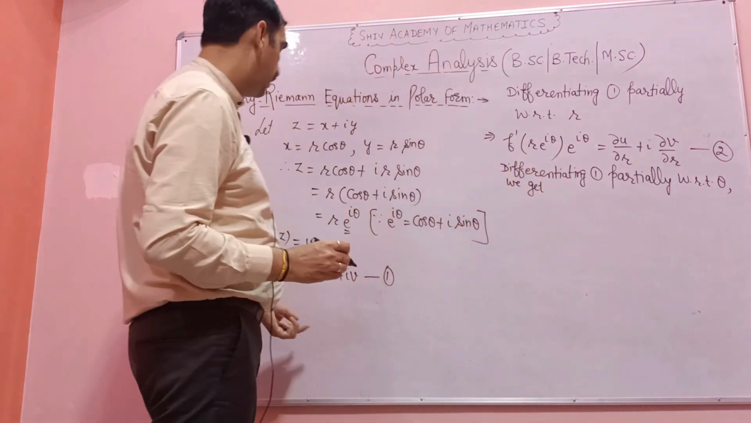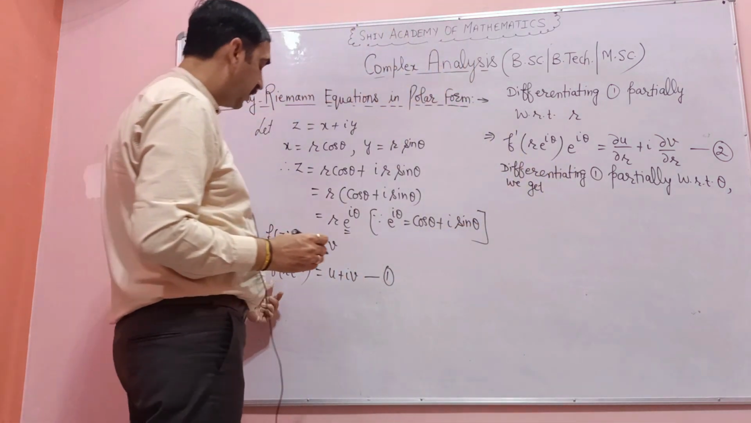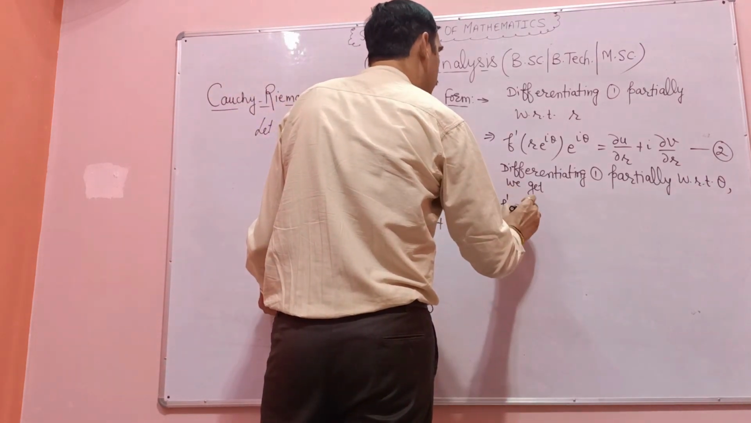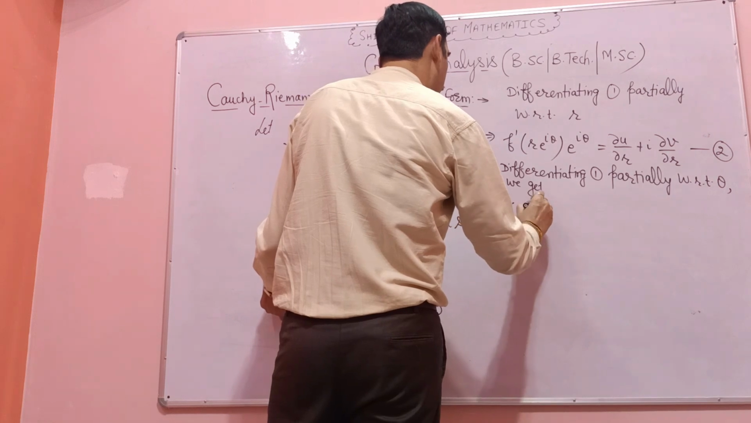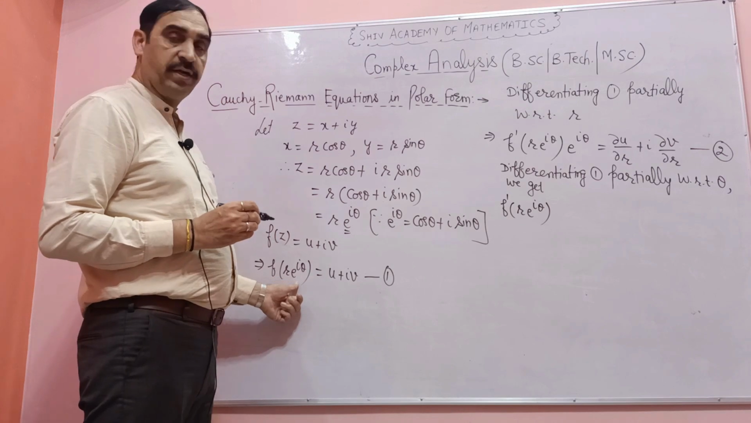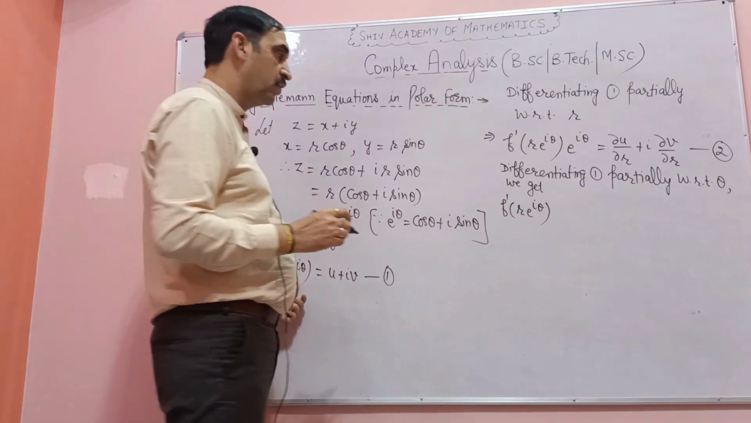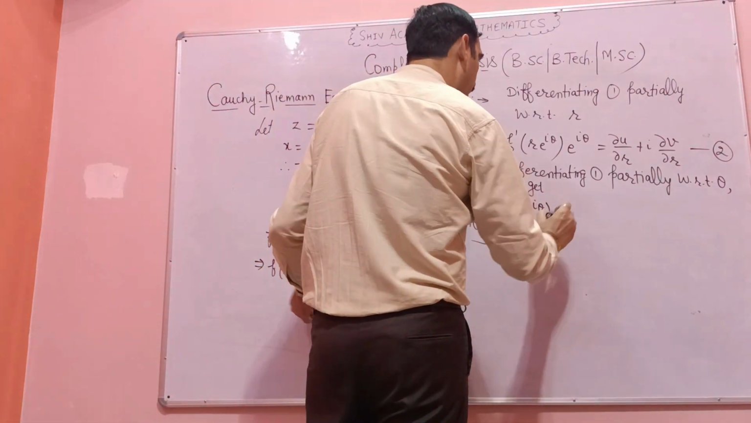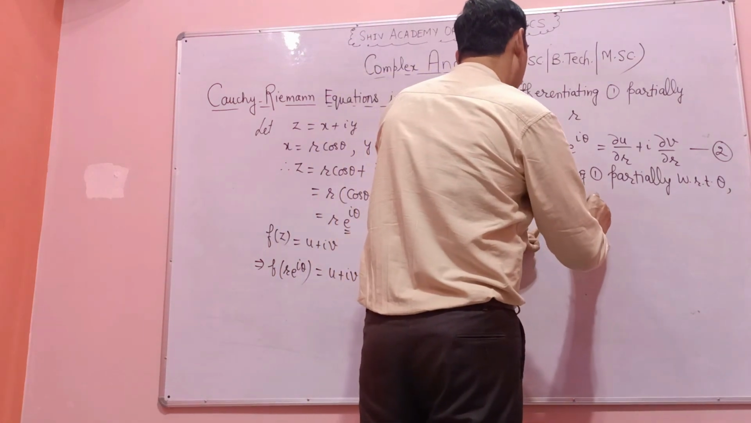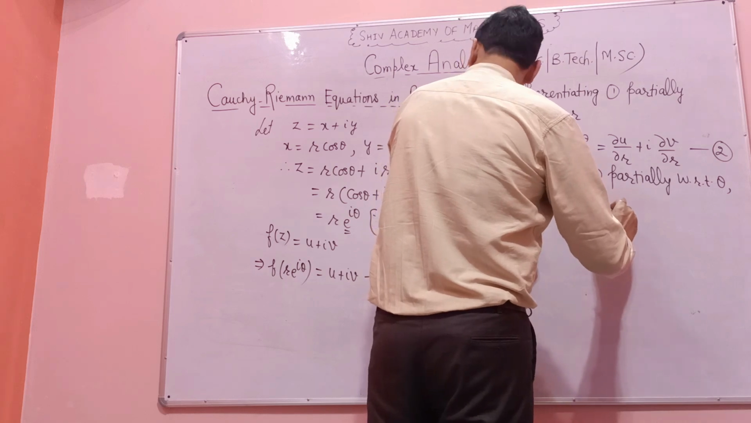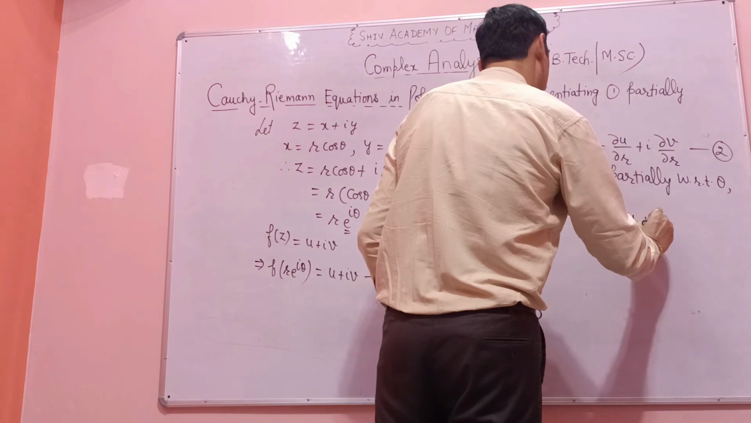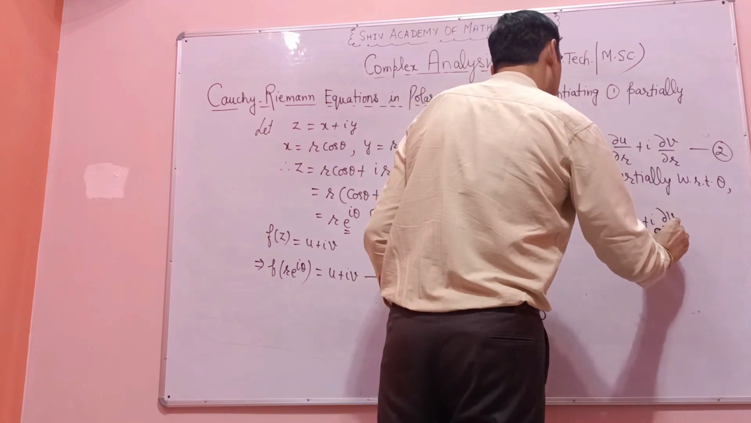So now you differentiate this with respect to theta. So again, derivative of f, this f dash of r e to the power iota theta, and derivative of r e to the power iota theta with respect to theta. So r is as it is, and derivative of e to the power iota theta is what? Iota into e to the power iota theta is equal to ∂u/∂θ plus iota ∂v/∂θ.